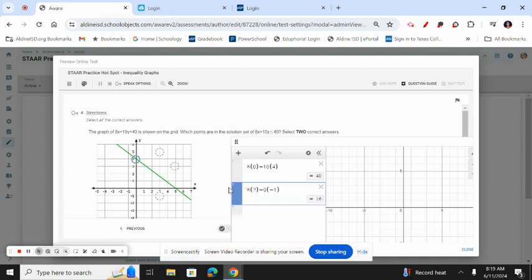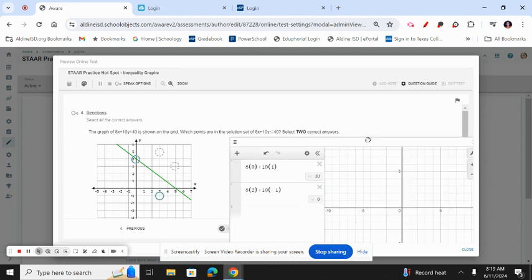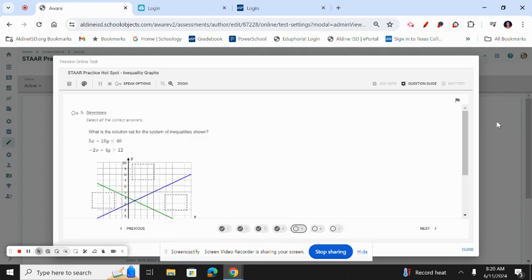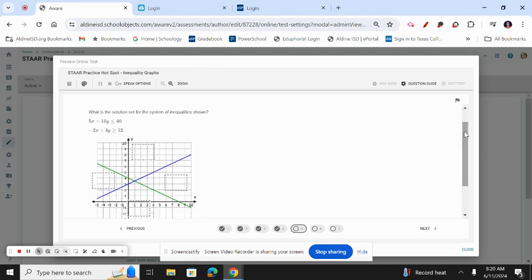Negative 1, up, 10. That is less than or equal to 40, so that would be it. Alright, next ordered pair said which was going to be the solution set.